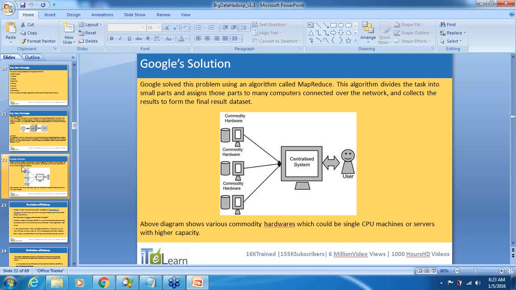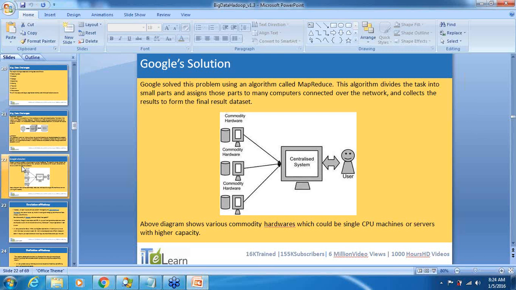This algorithm divides the tasks into small parts, assigns those parts to many computers connected over the network, and collects the results to form the final result data set. What it does internally, on a very high level, is that MapReduce programming is distributed parallel processing.